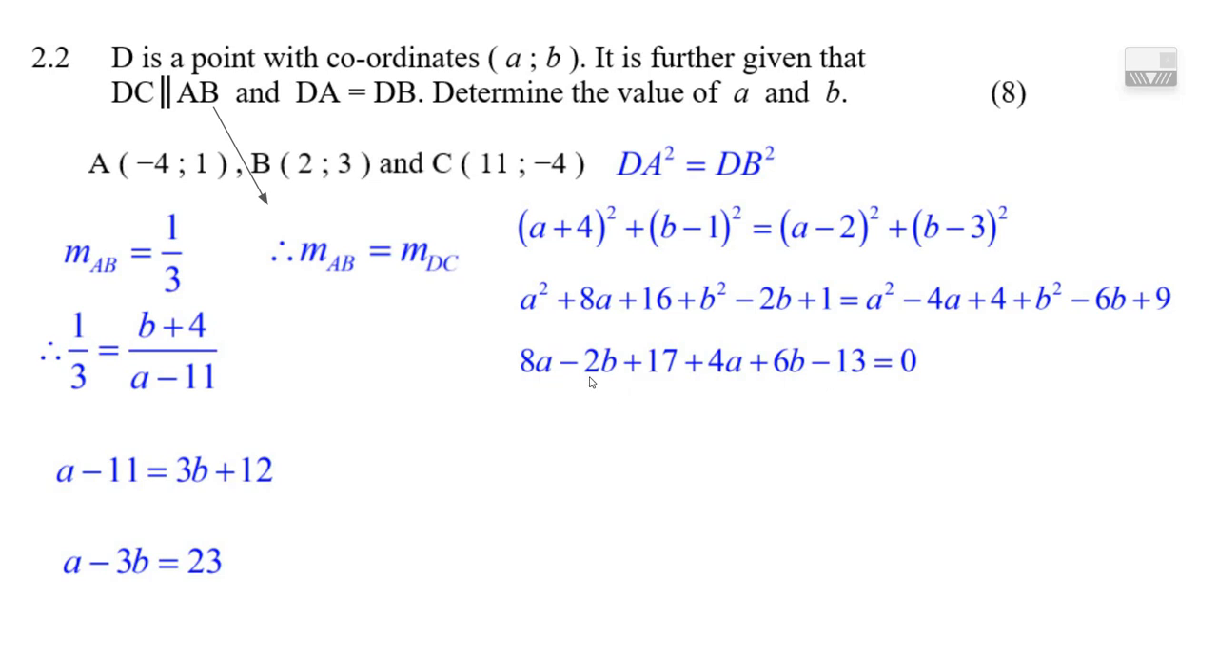Now let's just put all the A's together. 8 plus 4, that's 12A. We've got 6B minus 2B, that's 4B. We've got 17 minus 13, that's 4.